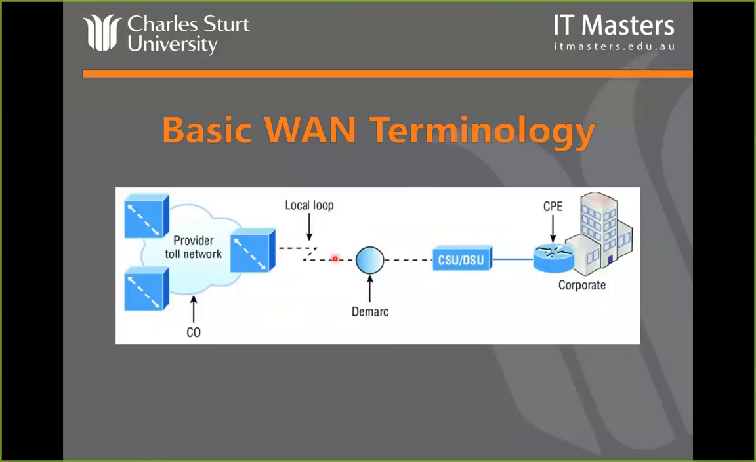We then have a local loop. So the local loop is the cabling between the service provider and the demarcation point, which is generally the CSU-DSU. So CSU-DSU is an American term. The Australian term is NTU. Okay, so where you see CSU-DSU, that means NTU. So network terminating unit. So the demarc point for the vast majority of providers is that NTU.